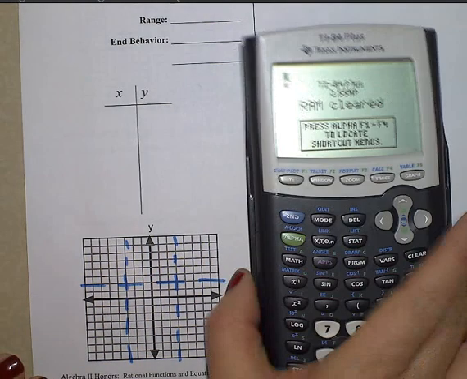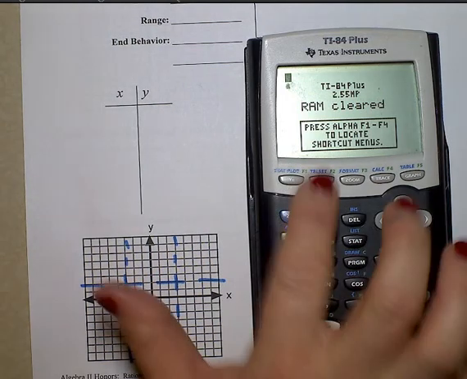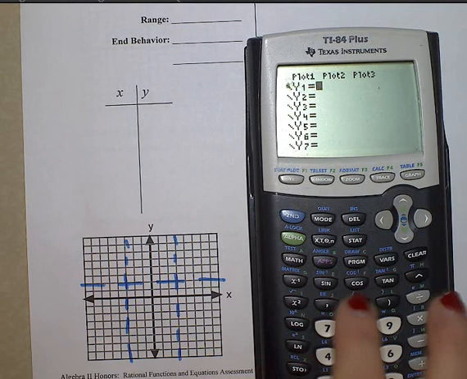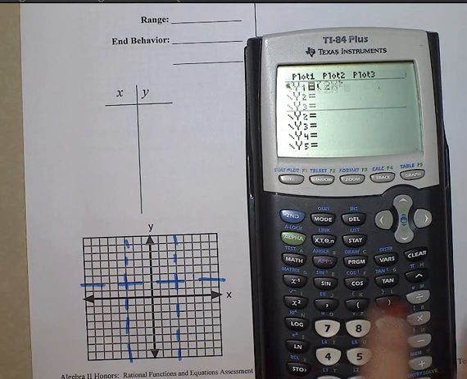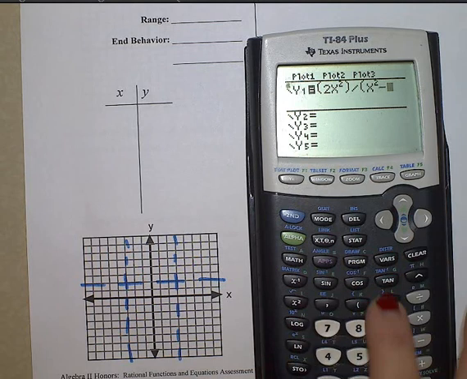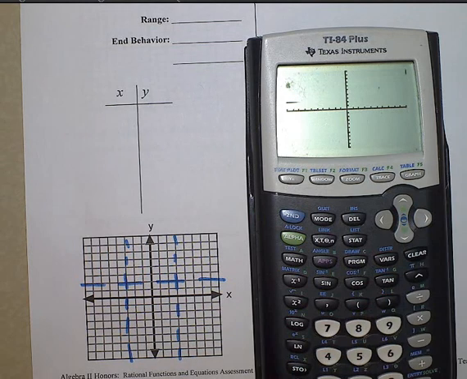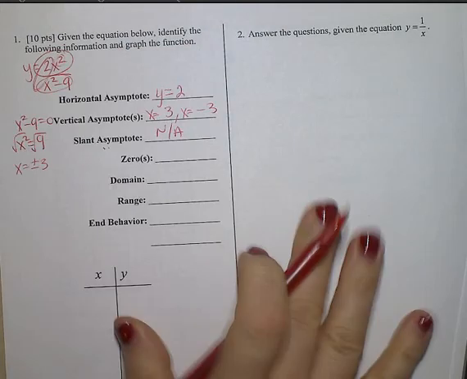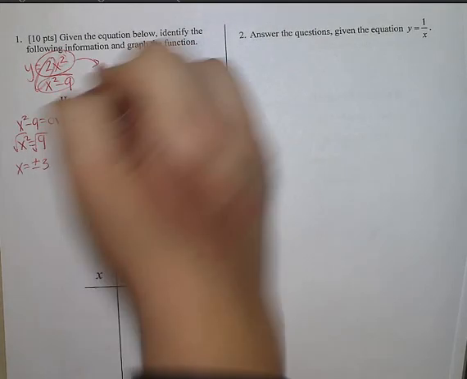Okay, let's let the graph do the work for us now, the graphing calculator. Go up to y equals, hopefully you've cleared it, second plus 712. And we're going to do parenthesis 2x squared parenthesis divided by parenthesis x squared subtract 9. And then graph it. Now the nice thing in this form is we can identify the zeros by taking the numerator and setting it equal to 0 and solving.